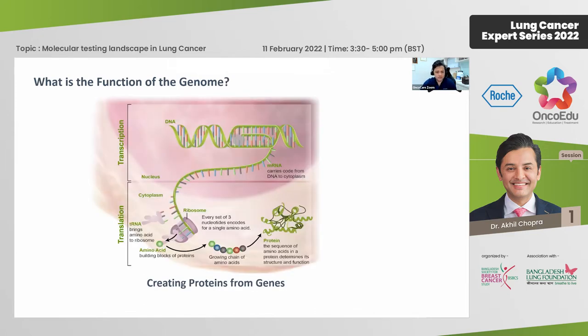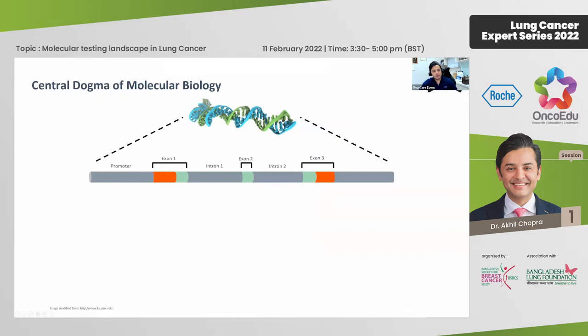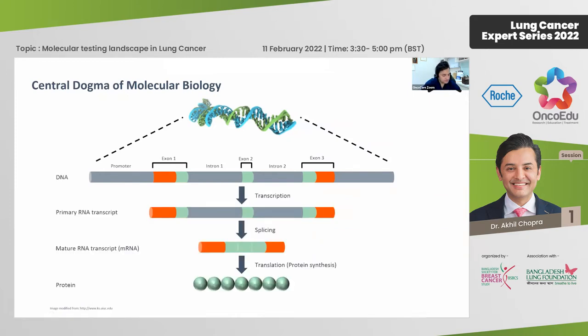And what is the function of the genome? Putting it simply, it is to create protein. We know that DNA gets transcribed into mRNA, which carries the code into the cytoplasm of the cell. Then with the ribosome machinery and tRNA, the RNA is translated into amino acids. This growing chain of amino acids will eventually form proteins based on the sequence of the amino acids. So the central dogma of molecular biology is that DNA is transcribed into RNA, and then RNA is spliced into a mature RNA, which is eventually translated in the cytoplasm to protein.